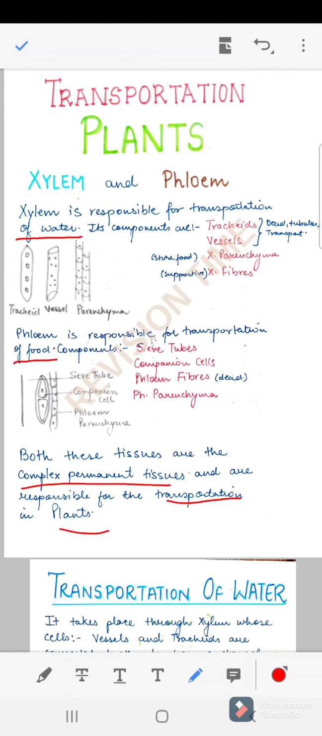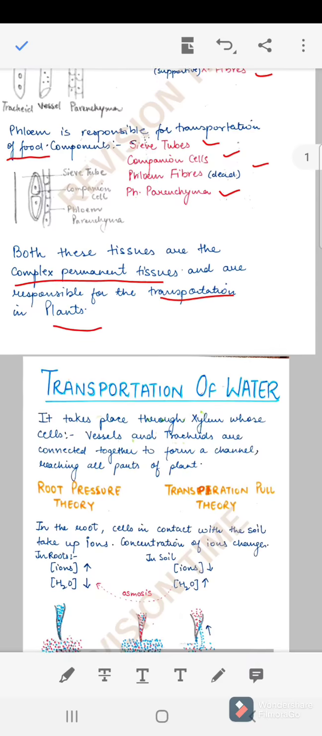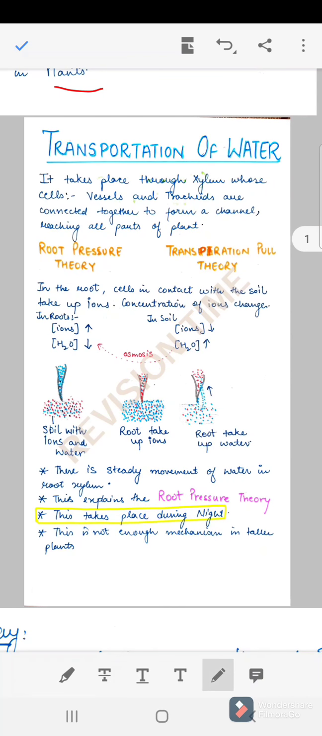The components of xylem are tracheids, vessels, xylem parenchyma and xylem fibers, of which the tracheids and vessels are dead and tubular and they are responsible for the transportation of water. Whereas the components of phloem are sieve tubes, companion cells, phloem fibers and phloem parenchyma, of which sieve tubes and the companion cells are responsible for the transportation of food and they work together, and phloem fibers are the dead structures. First, let us see transportation of water.